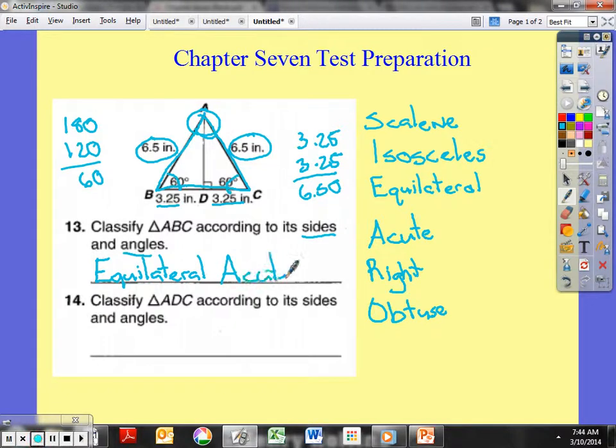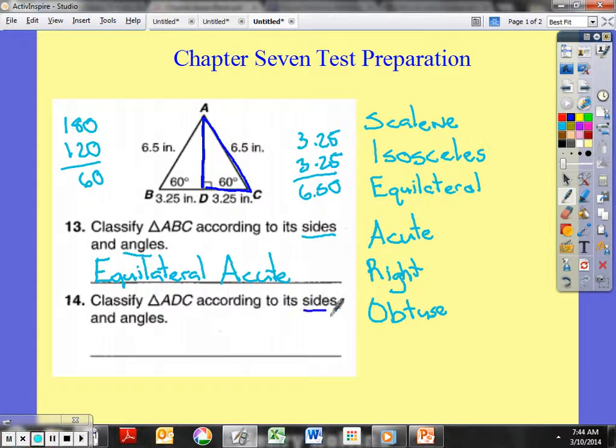Now the next question, focusing on the same illustration, but I'm going to analyze a different triangle. So I'm going to erase this. And again, you can do this on your assessment. You can trace over, and this always helps me to really hone in on what I'm looking at. It says classify triangle ADC according to its sides and angles. So ADC, that's this one right here.